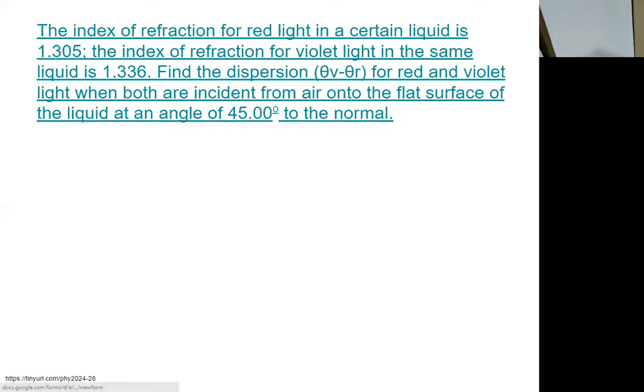Okay, so this is what's happening. When they come in at the same angle and hit the liquid, because their index of refraction is different, they are going to enter the liquid at different angles. And you're looking for that difference.